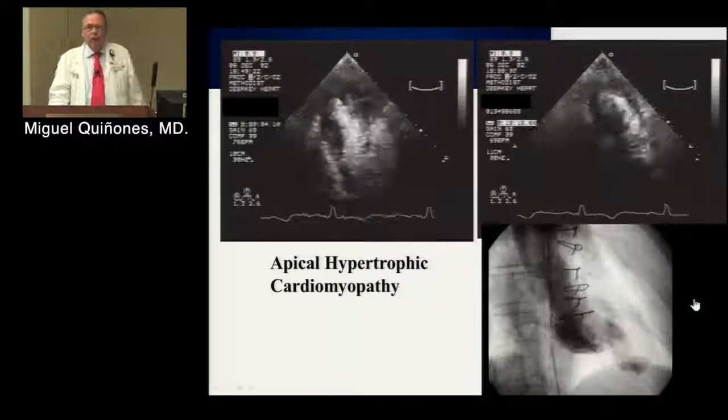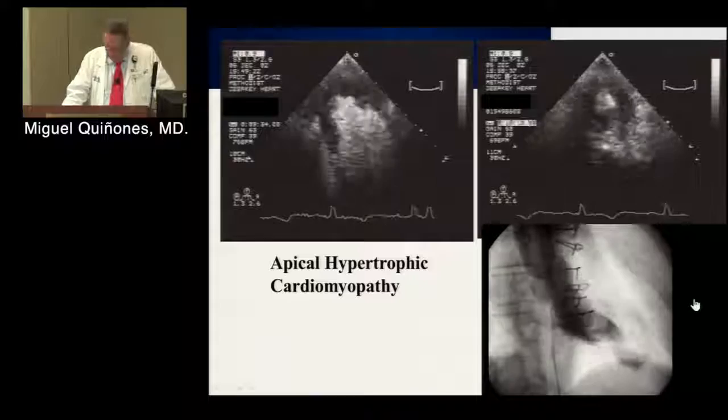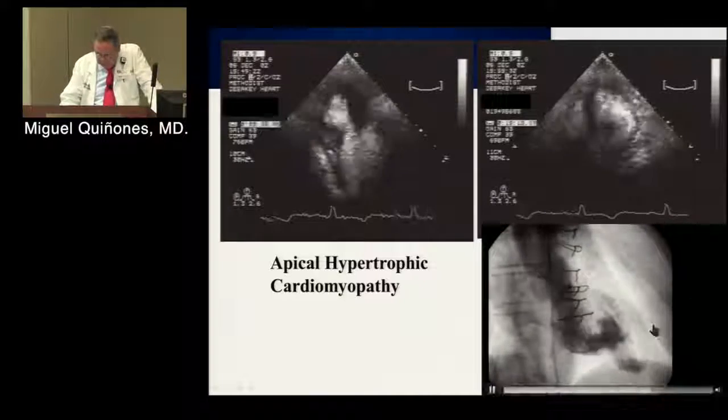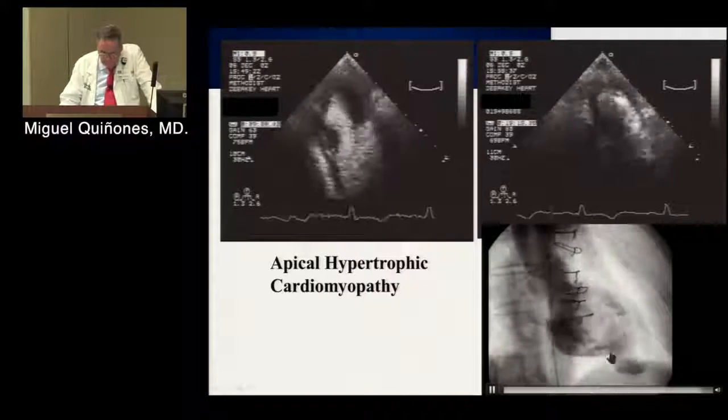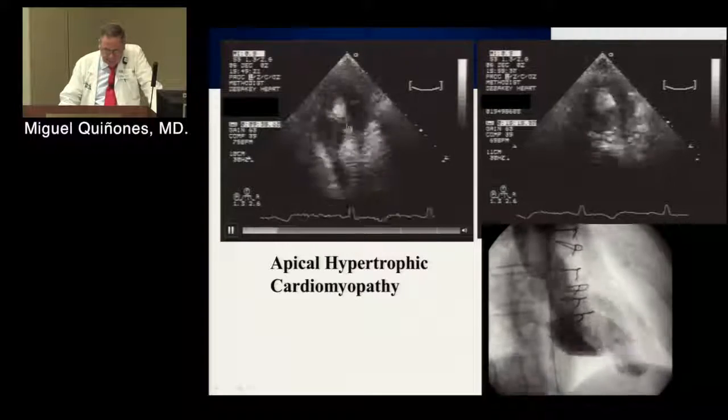But echo often misses that. It's a diagnosis that is often missed by echo. This is another case. You can see very nicely the apical trapping. And contrast is extremely helpful.